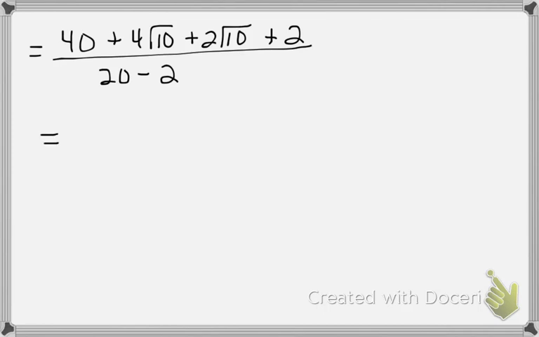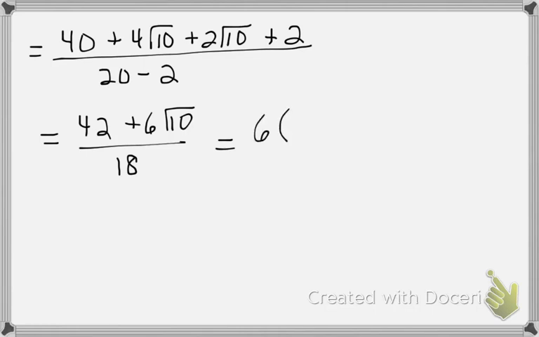So we wind up with 42 plus 6 square root of 10, all divided by 18. But does 18 go into 42? No, it doesn't. Well, they have a common factor of 6. If I factor out a 6, I get 7 plus square root of 10, all over 18. You guys agree?